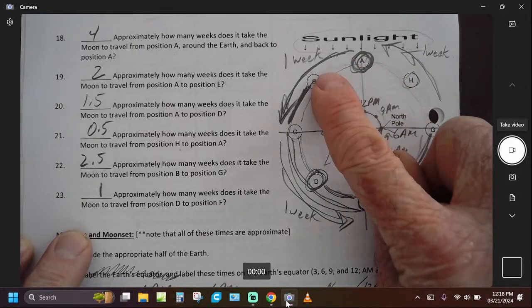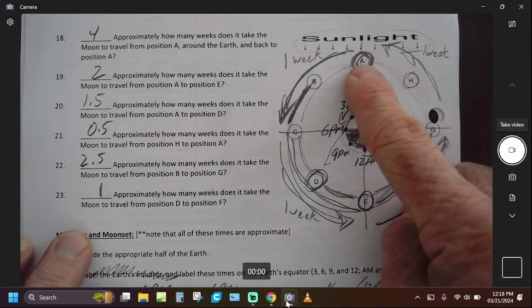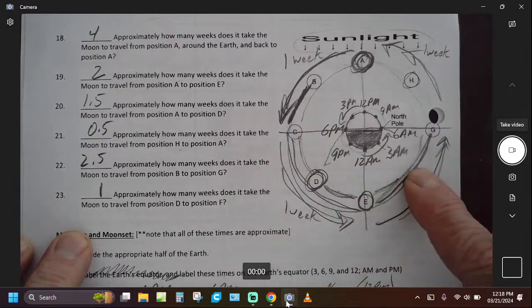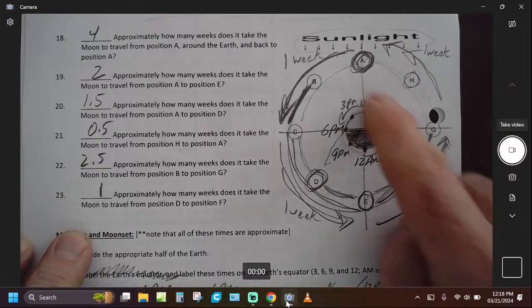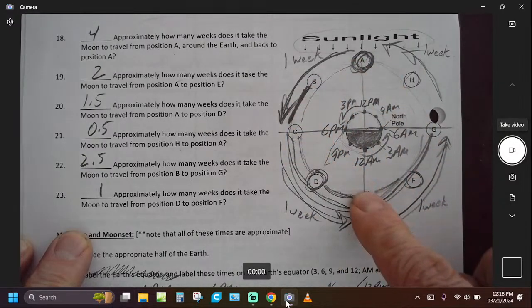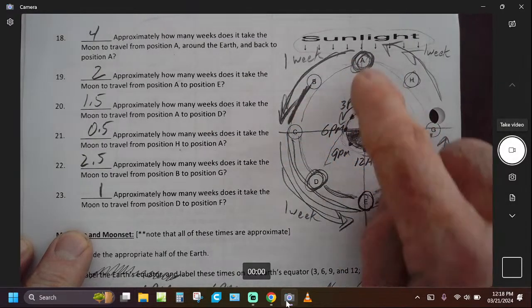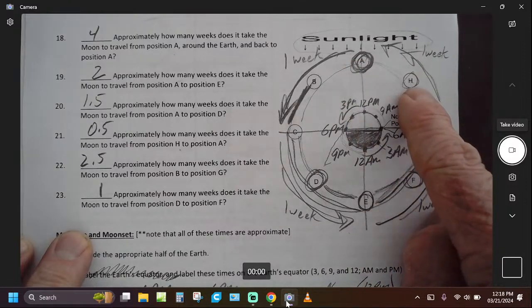But A to B is a half a week. A to F would be how many weeks? 2.5, because you got one here, another one there, and then a half. A to H would be how many weeks?